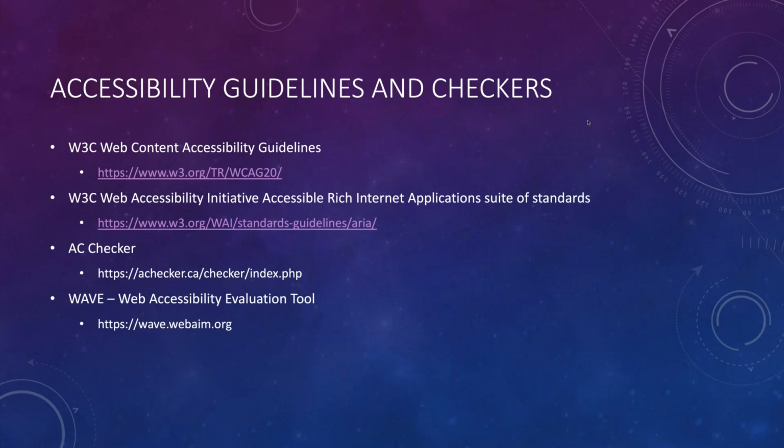Okay, so let's talk about accessibility guidelines and checkers, and this is really just a couple of references. So again, W3C is the authoritative source for accessibility guidelines, not hard to find via Google. And then they also have guidelines for what they call ARIA, or Accessible Rich Internet Applications. These are associated technologies like JavaScript, for instance, that might be embedded in an HTML page, and how those should be applied as well for accessibility.